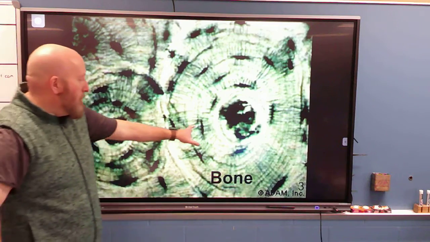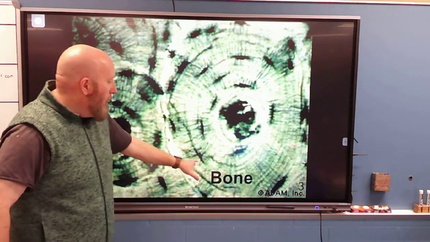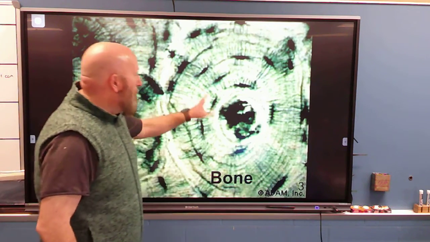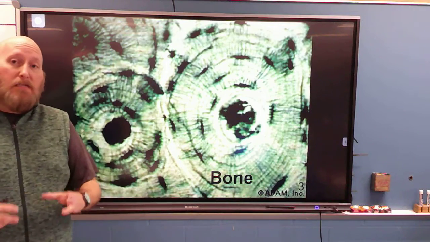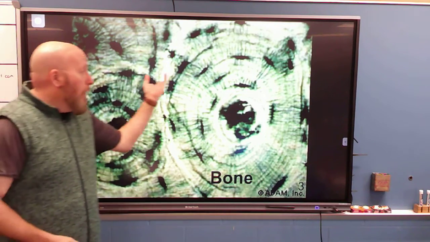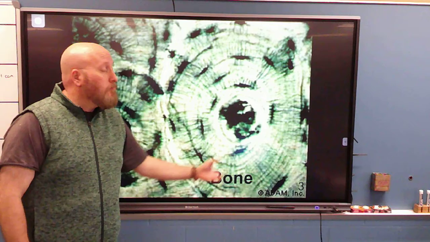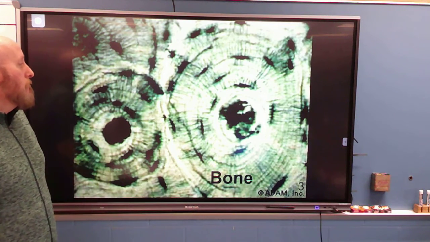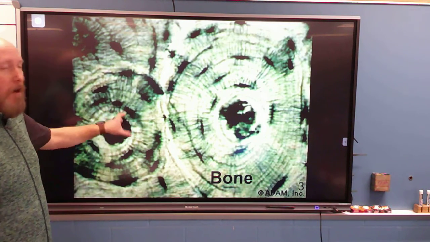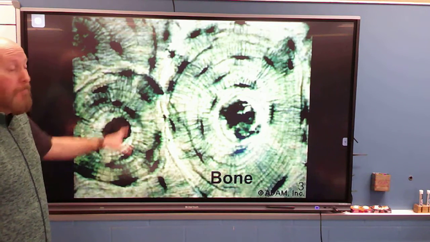That's where the osteocytes, the bone cells, are located in each one of these little areas. And remember, bone is real easy as well because it looks like somebody took a cross section of a tree trunk. Okay? So that's bone. So bone will always basically look like this version here. Okay?